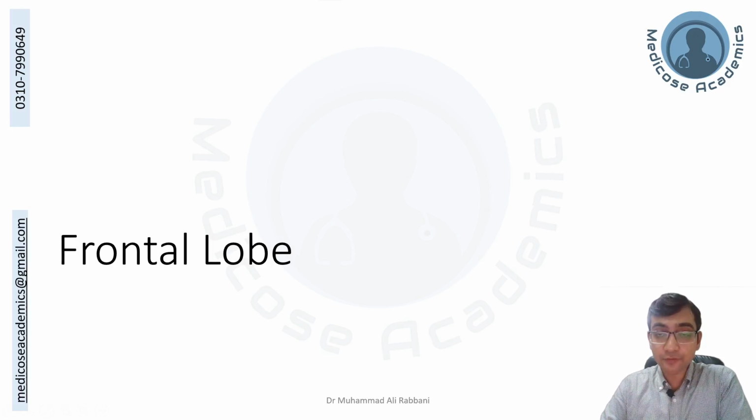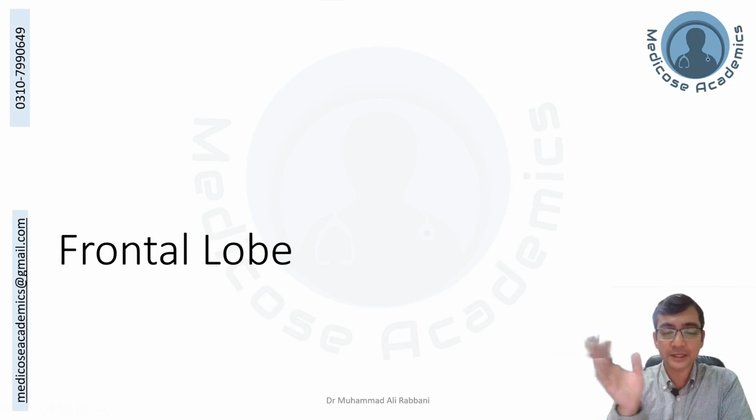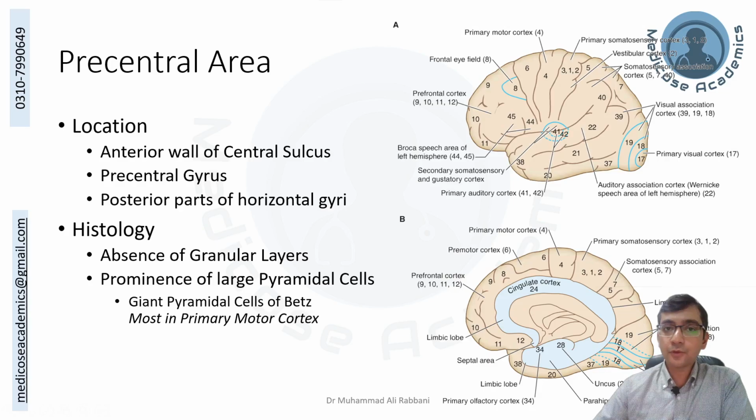So let's start with the frontal lobe. If you have not, do follow the lecture on gross anatomy of the exterior of the brain. In that lecture we have discussed all the sulci and gyri. If you look from that, the frontal lobe overall consists of all the area that is in front of the central sulcus. So all this is the frontal area.